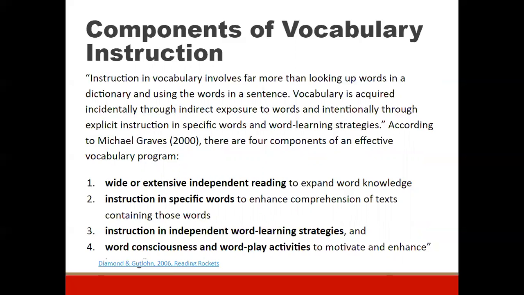The 4 components listed in the slide recommend independent reading to expose students to background knowledge and new words, and provide explicit instruction for unfamiliar words central to the text's meaning. It is important that teachers explicitly teach strategies so students are able to figure out word meanings independently. Last, Graves promotes manipulating and playing with words and word meanings as an engagement technique throughout instruction. Graves' research also has implications for reviewing vocabulary programs used within the district, as well as reflecting on our own instructional practice.